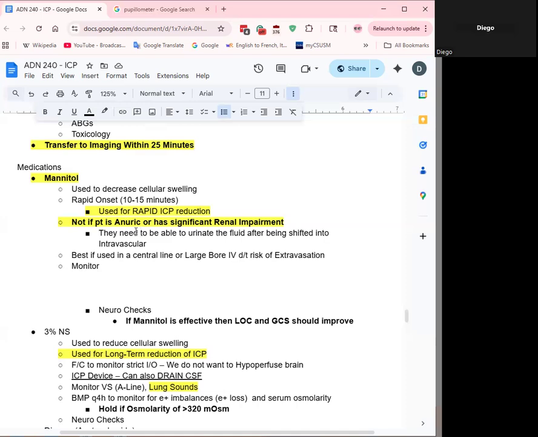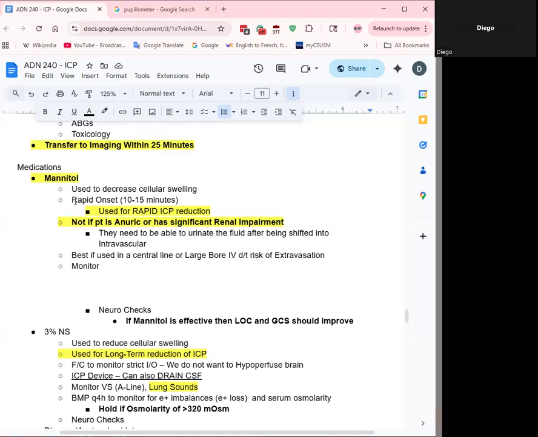Because it's in the name, osmotic diuretic, this requires that the patient is able to urinate, urinating out some of that fluid. So it's not going to be appropriate for someone that is unable to pee or that has really significant renal impairment. And mannitol in particular is good for very rapid reduction of ICP.